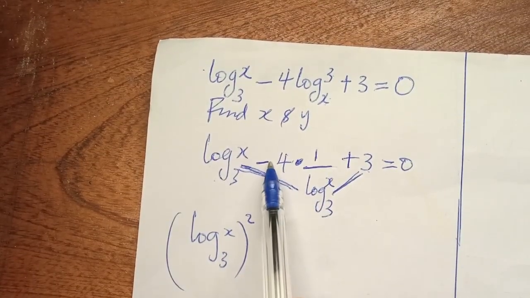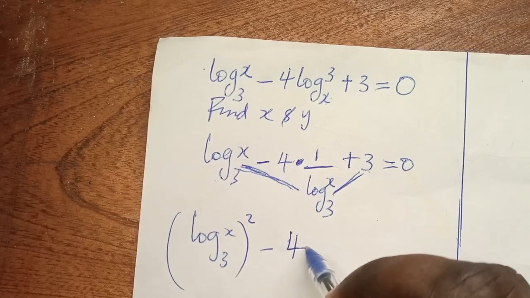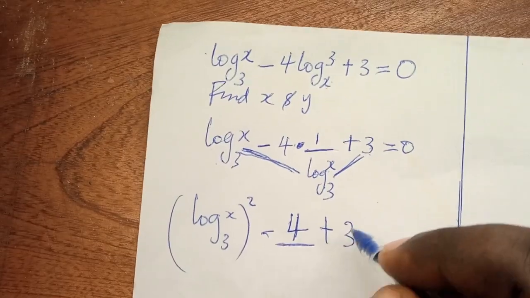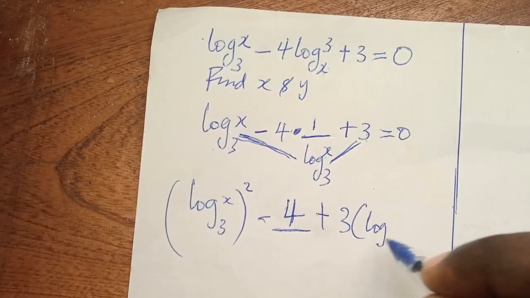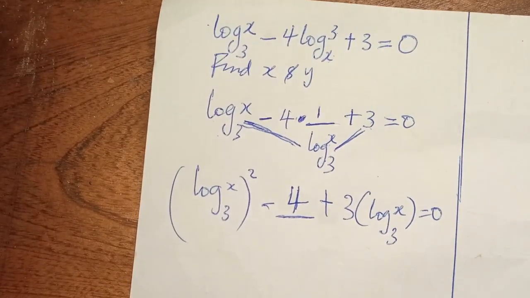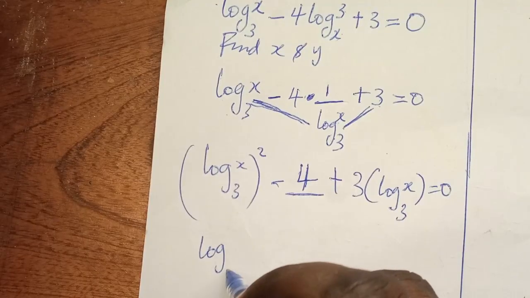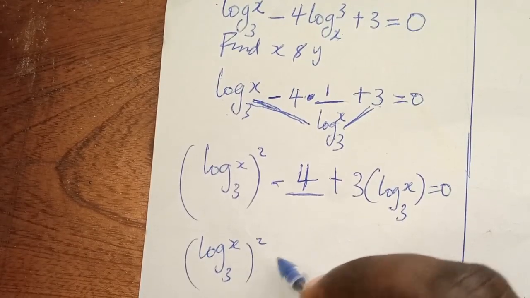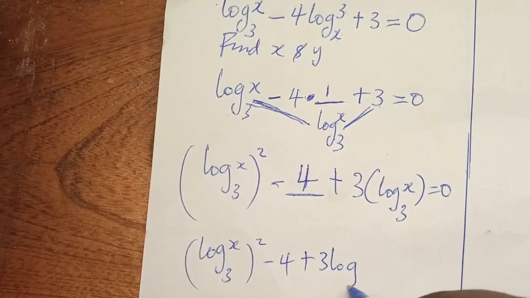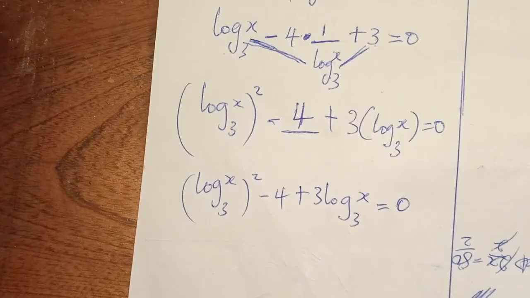We have the 4 that is here. Minus 4 times 1 is minus 4. Plus, then the 3 would take this one, 3, and multiply with all of these, which is log of 3x, will be equal to 0. So this is what we have now. So we now have log of 3x all squared minus 4 plus 3 log 3x is equal to 0. That's the new expression that we have.